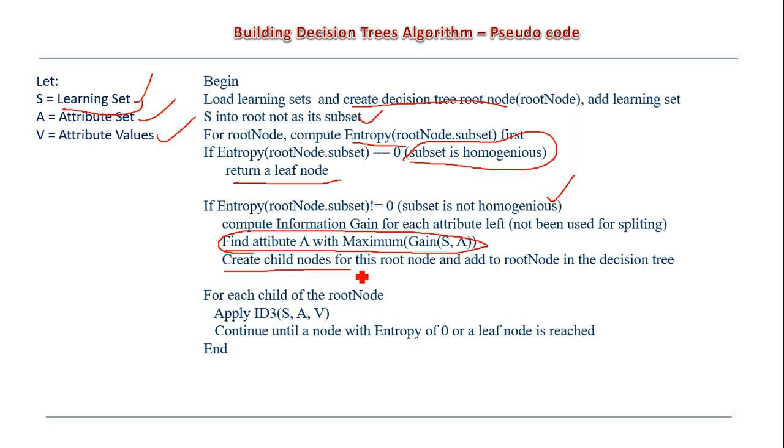Create a child node for the root node and add it to the root node in the decision tree. For each child of the root node, we need to compute information gain again, because the decision tree works based on the ID3 algorithm. Apply ID3 on the same learning set, attribute set and attribute values, and continue until a node with entropy value 0. If entropy is 0, no more splitting is possible. That is the last node in the tree, the leaf node is reached.